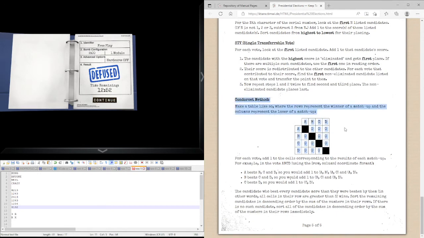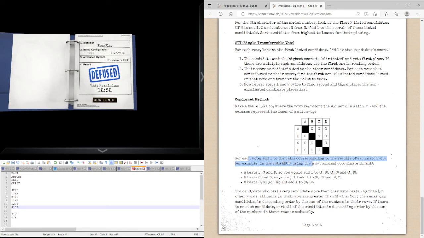And now, the Condorcet method. The Condorcet method is sort of like a tournament bracket, basically. Like a table like so, where rows represent the winner of a matchup and the columns represent the loser. Basically, you only increase each of the boxes if the row's voting position beats the column's. For each vote, add 1 to the cells corresponding to the results of each matchup.